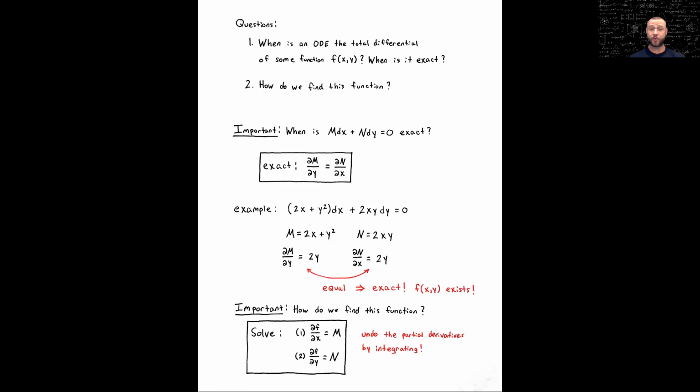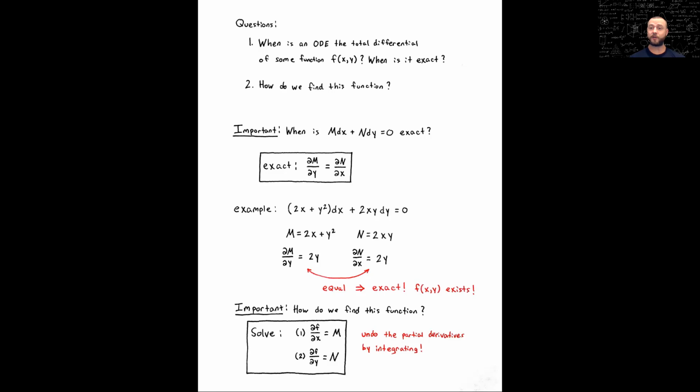All right, the second question, how do we find this function? This is addressed at the bottom here. And our goal is to go from the given ODE, so we're going to know what m and n are in the given problem. What we're trying to figure out is what is the function f. Now, previously, we had this condition for what the partial derivatives of f with respect to x and y should equal. They should be m and n respectively.